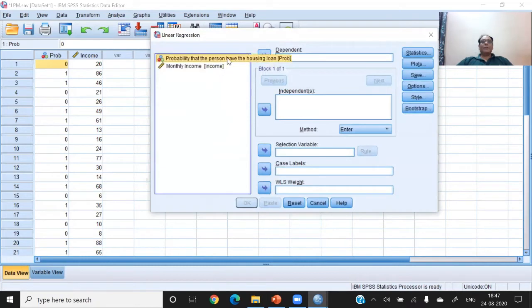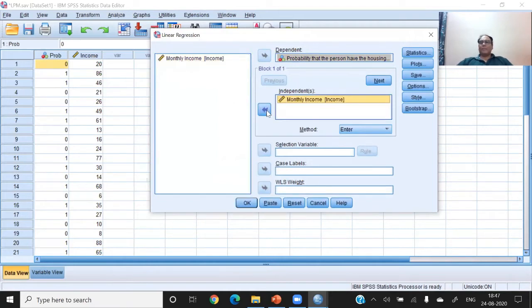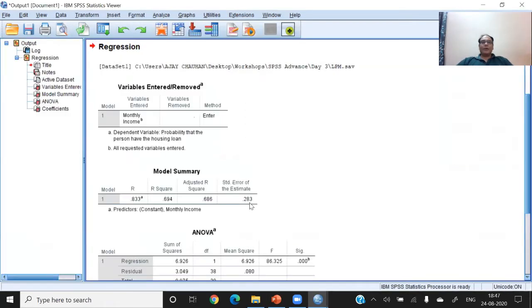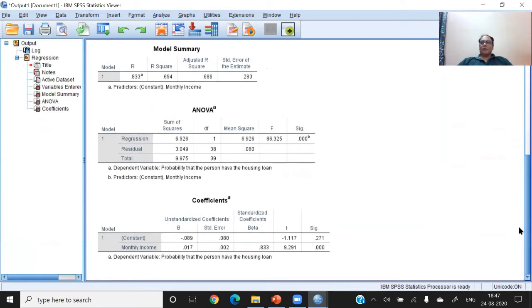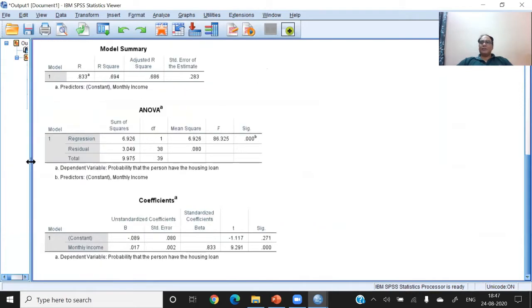So my probability is my dependent variable. You know that in LPM, probability is a dependent variable, and monthly income I'm putting in as an independent variable. And I'm clicking OK. Now the R square value is 69%. Not bad, good. And the F statistic is also significant. Good. So an F statistic of 86 indicates that the model is a statistical fit.